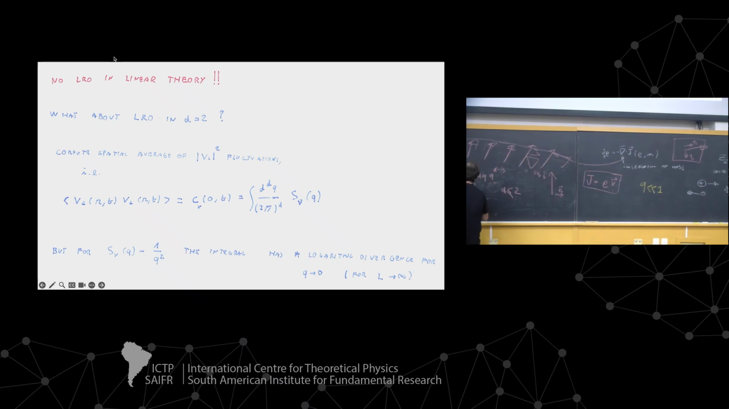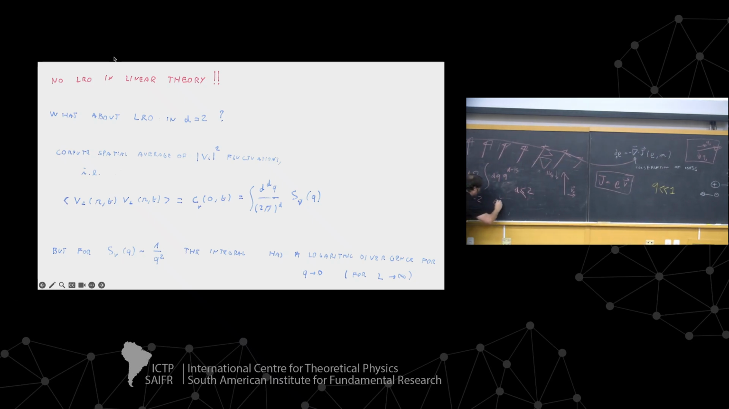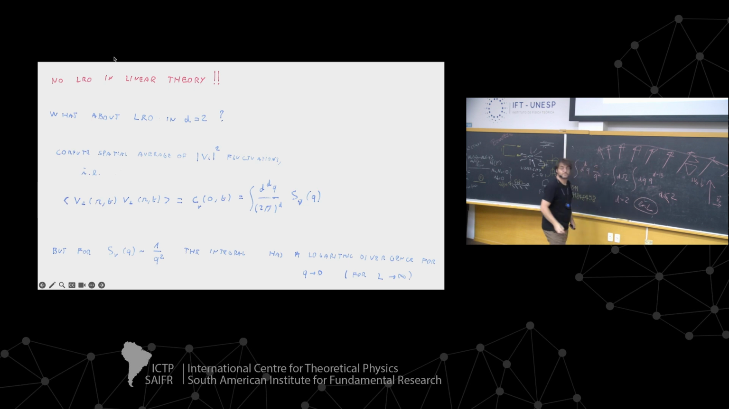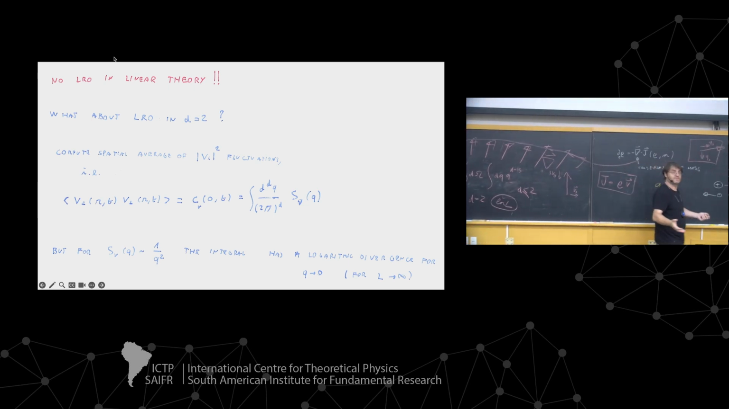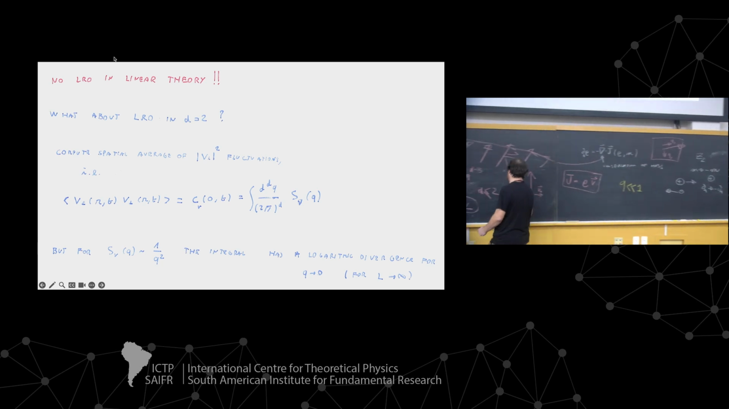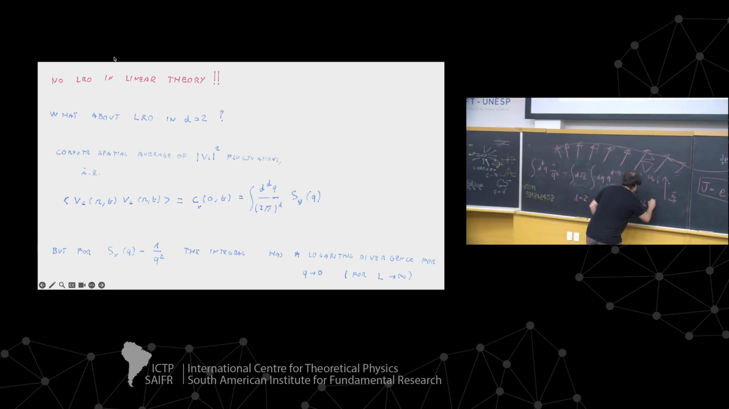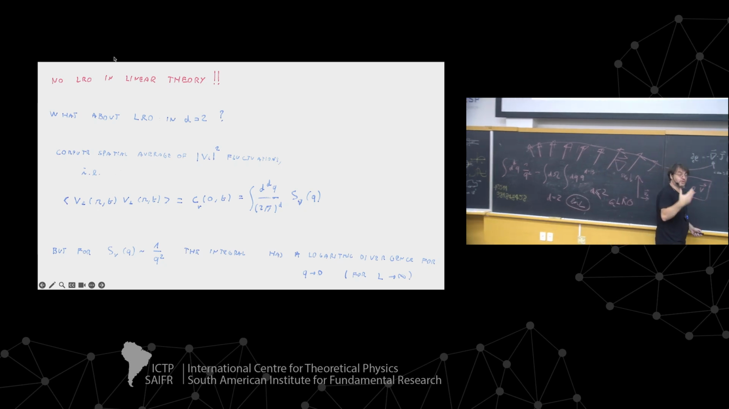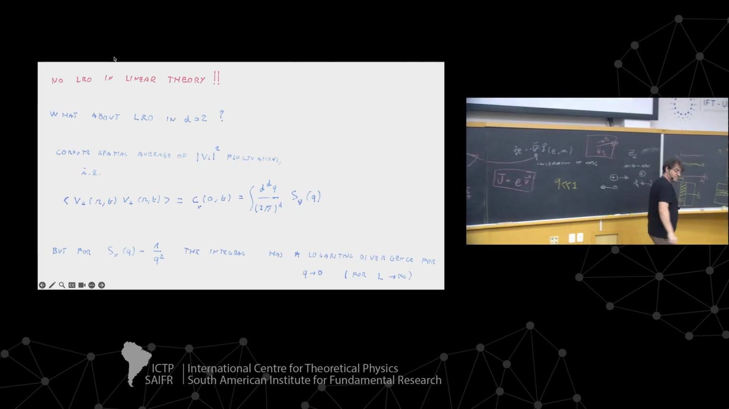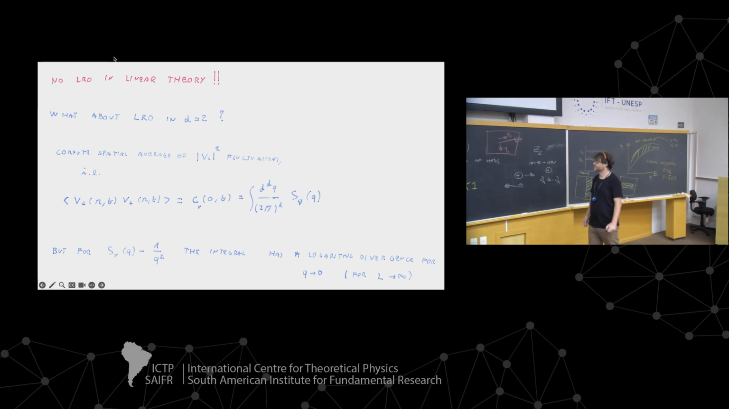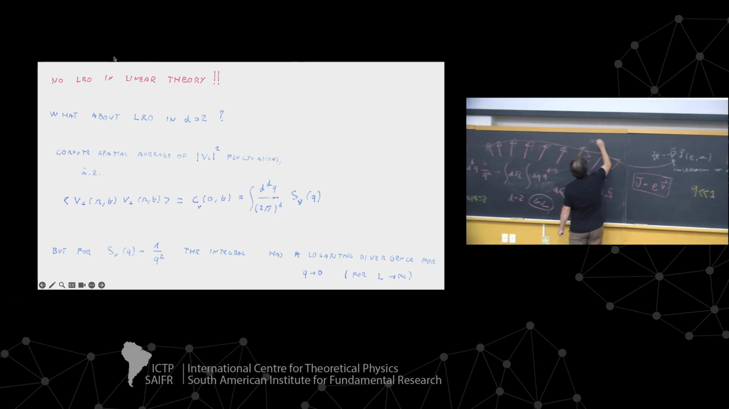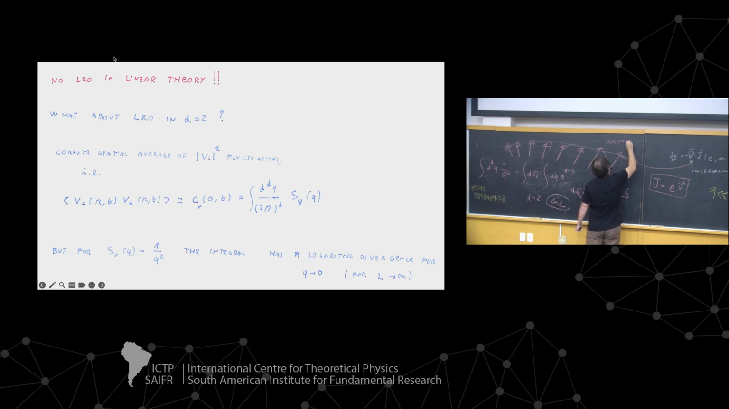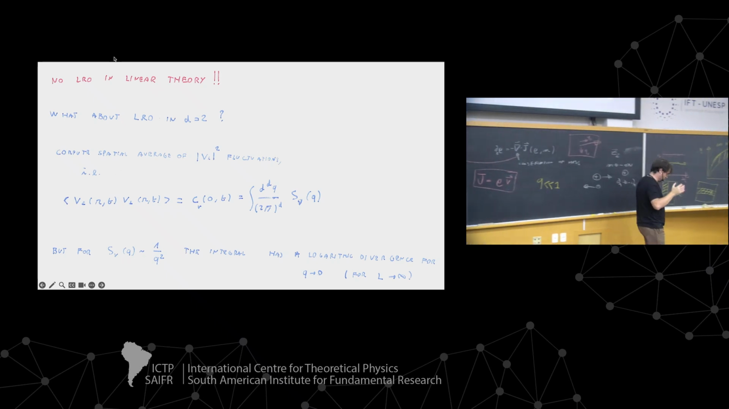In d equal 2, you get a logarithm of L, okay? Which diverges logarithmically slow. And this is what gives you quasi-long-range order. This is exactly the same result you obtain in equilibrium theory when you analyze the XY model. So take the Nishimori, which is a classical reference, and you will find this calculation.